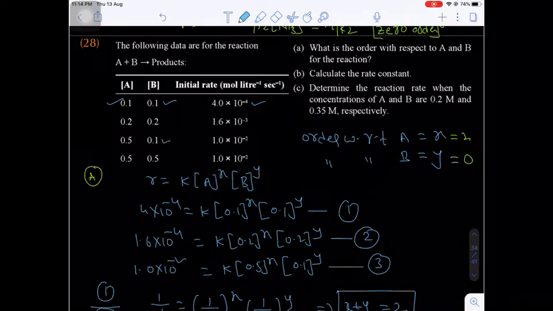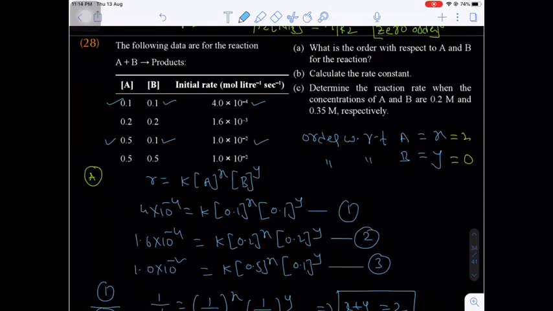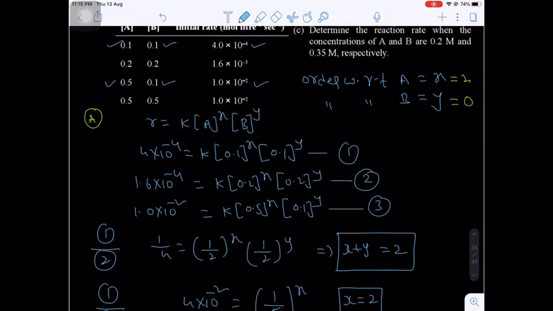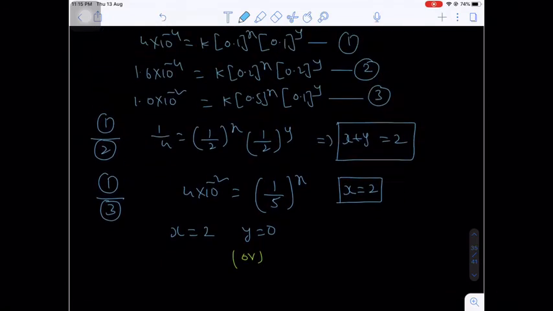Now, if the concentration of either reactant A or reactant B is kept constant, then in the third data, the concentration of B is kept constant. What about the concentration of A? It becomes 5 times, 0.1 into 5. When the concentration becomes 5 times, how many times will the rate increase? That will be 25 times, because 4 into 10 raised to minus 4 becomes 10 to the power minus 2.